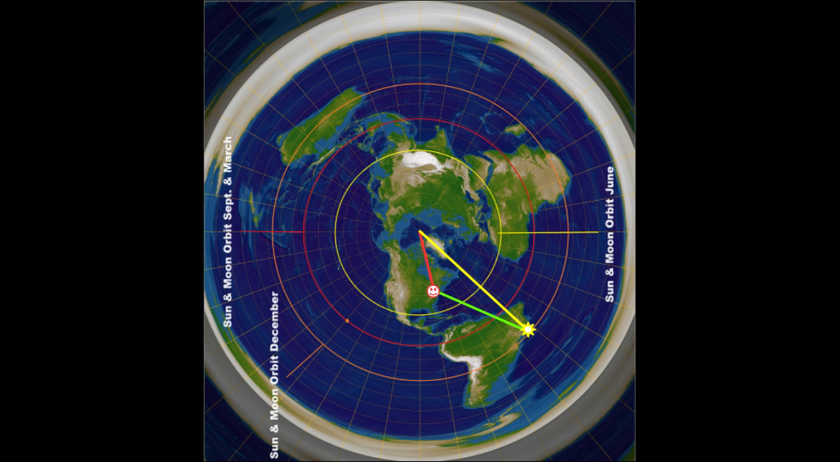To find the length of the green line, the first thing we need to do is calculate the lengths of the other two lines. I've already established earlier in this video that the distance from the North Pole to the Tropic of Capricorn, the yellow line, is about 5,000 miles. Toronto's latitude is 42.6 degrees. For simplicity, I'll use 45.